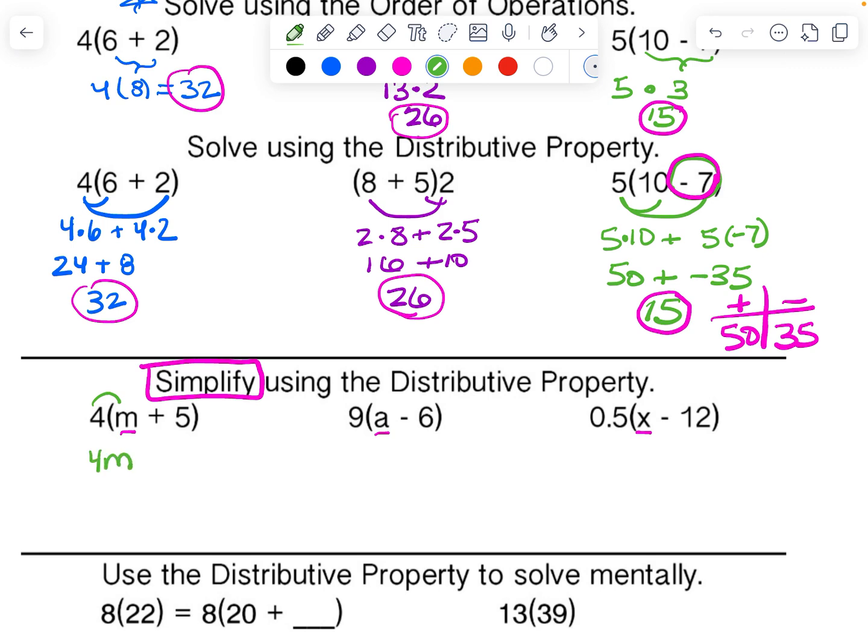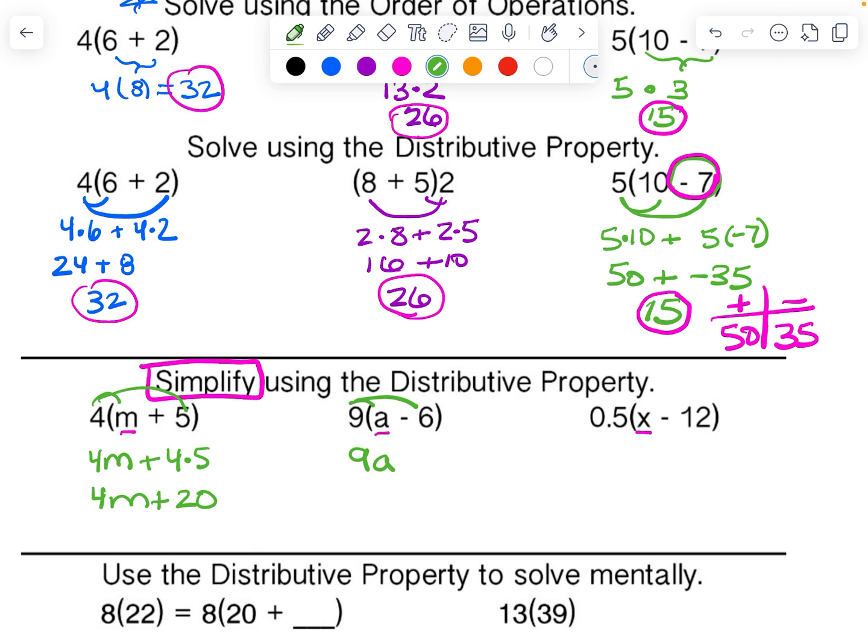We cannot add 4m to 20 because one has an m and one is a constant term, and we can only add m terms to m terms and constants to constants, so we have to leave them like that. It's like if we had 4 monkeys and $20, you can't add that together and have 24 monkey dollars, right? That's the best we can do. So in this one we have 9 times a, and then we have 9 times negative 6. 9 times negative 6 is negative 54, and we just leave it like that because we can't add 9 apples and then take $54 from 9 apples. It doesn't make any sense, so we have to keep them separate.